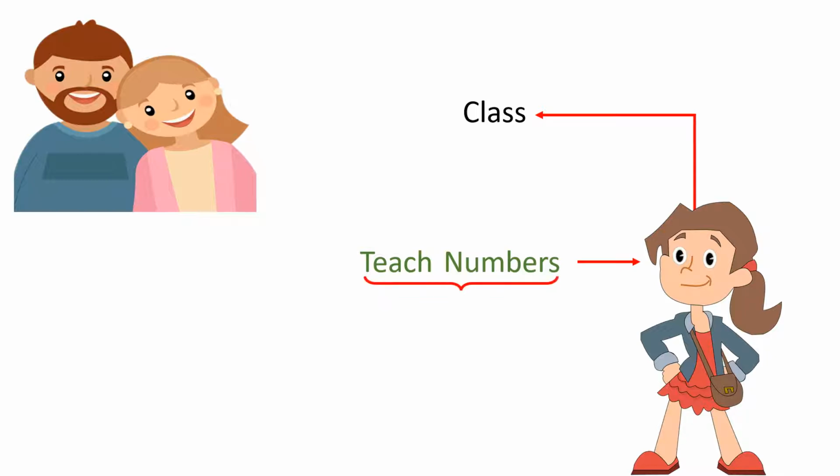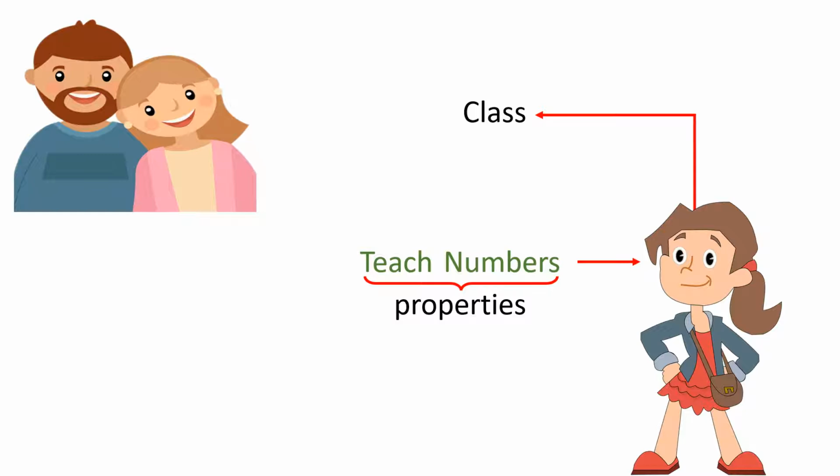So this teaching will be referred to as properties. Now after teaching the numbers, like this you can add many properties to her, like you can teach her dancing, singing, etc, right? So those all will be referred to as properties.